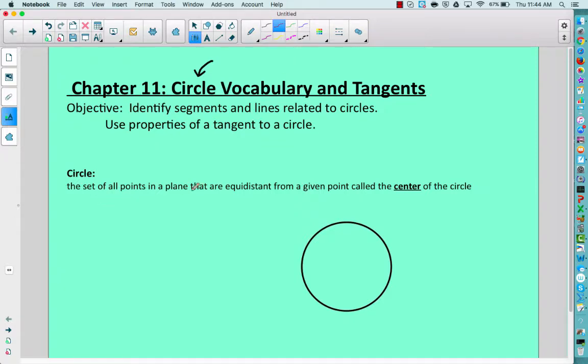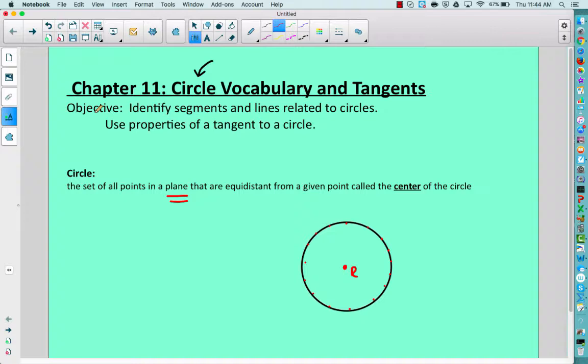So a circle is a set of all points in a plane, which means on a flat surface, that are equidistant from a given point called the center. Okay, so you've got that circle there. So here's the center. We always put a dot, and let's call this circle R. The definition says that from that point, there's this set of points that are equally distant all the way around from that point, okay? And that's what we call a circle. Now, there are an infinite number of points on a circle. I want you to make sure you put that dot in there.